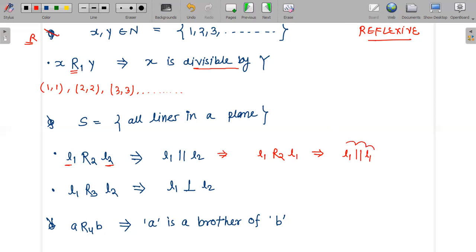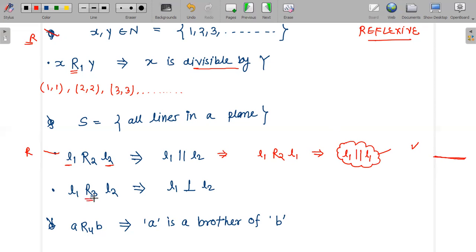So what do you think about it? Is a line parallel to itself or not? If yes, then obviously your relation is reflexive. As we know, coincident lines are also known as parallel to each other. So that means your relation number 1, or R2, is also a reflexive one.